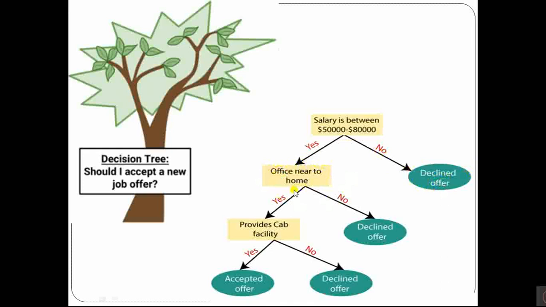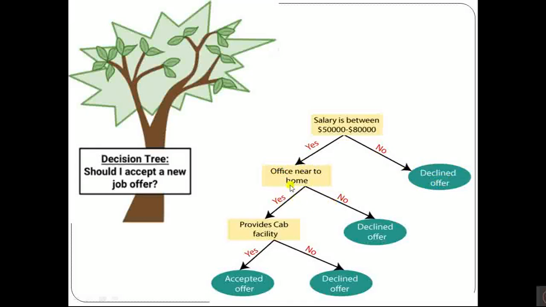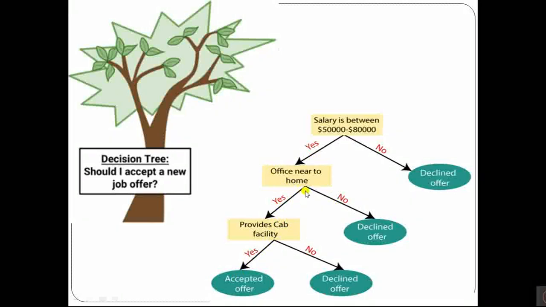Again, I can take two decisions. If they provide cab facility, if it is yes, I can accept the job offer. In this office near home, if the near home condition does not exist, then I can decline the offer. If they do not provide cab facility, that time also I can decline the offer. Okay, I just gave some examples of decision tree.